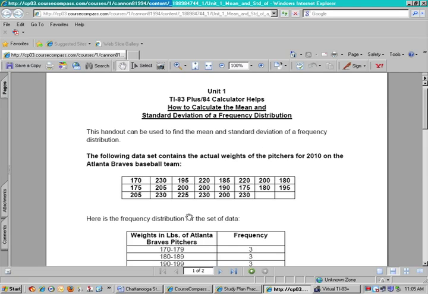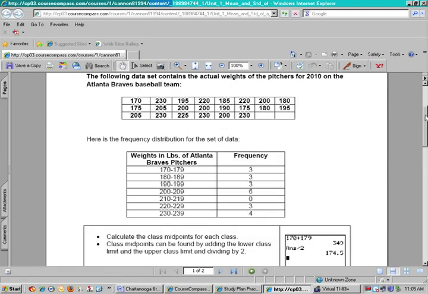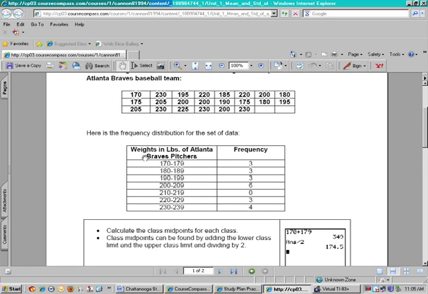Now, if you've watched any of the previous clips, we've been using a set of values. It's the weights of pitchers for the Atlanta Braves ball team, and we have a frequency distribution. What I want to do is calculate the mean and the standard deviation given a frequency distribution. I have the set of data, and I could actually find the actual mean and standard deviation from the set of values, but what I want to show you is, if they just give you a frequency distribution, how you can estimate a mean and standard deviation.